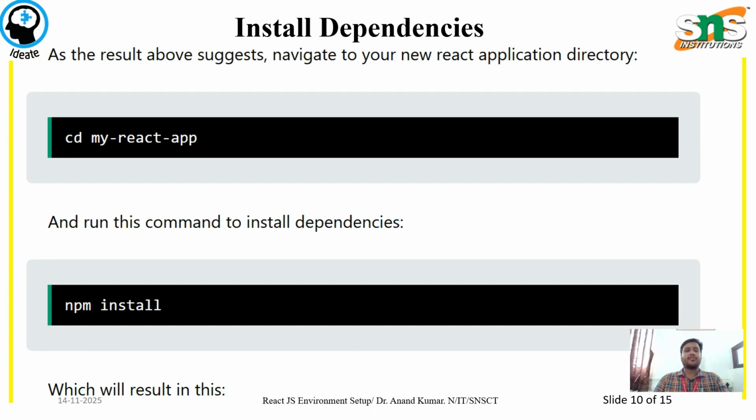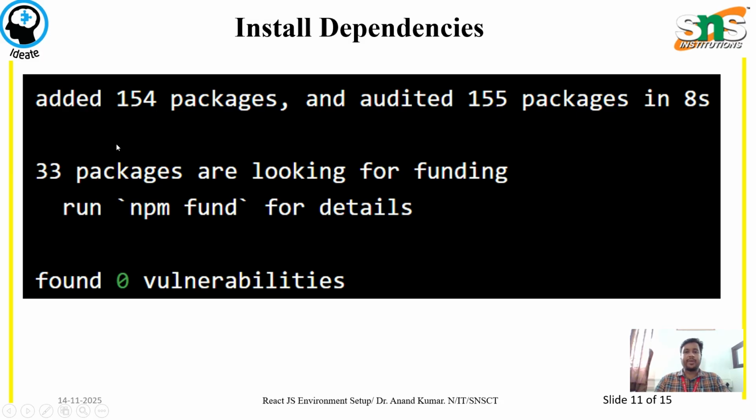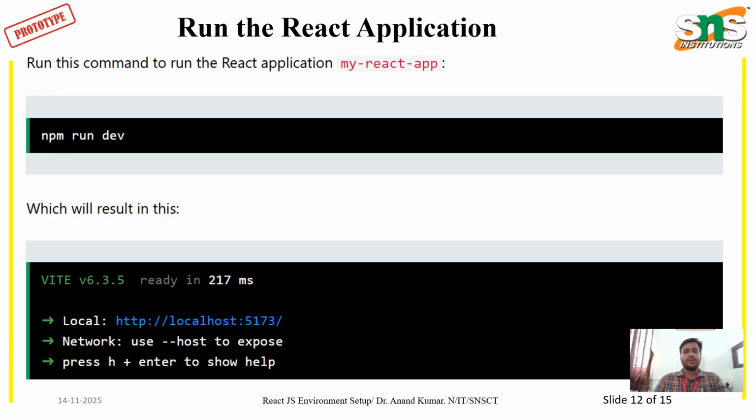As the result above suggests, we can navigate to our new React application directory. I have set it up with cd, that is change directory, to my-react-app as the root node application. To install dependencies we use npm install, which results in this: 154 packages have been added and approximately 155 packages audited in 8 seconds. 33 packages are looking for funding, run npm fund for details, and there are no vulnerabilities, because it has been executed cleanly from the official side.